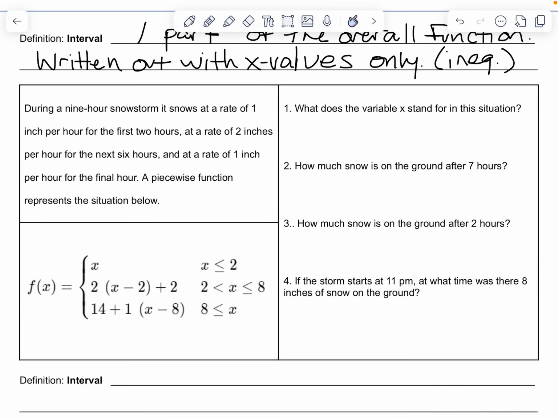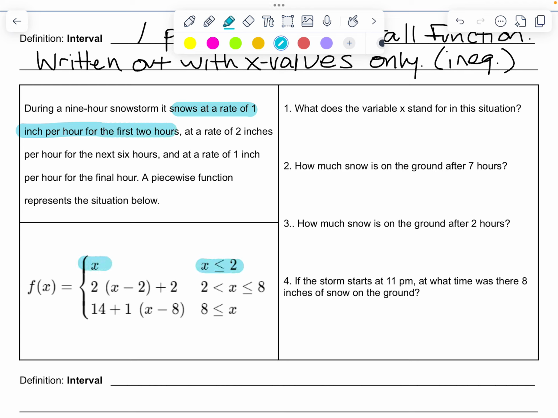All right, word problem here at the very end of 1.2 notes, evaluating piecewise algebraically. During a 9-hour snowstorm, it snows at a rate of 1 inch per hour for the first 2 hours, and then there's a comma. So I'm going to take a moment here and start clarifying some things as we go, that this is helping us understand this first part. We know we have a function for that.